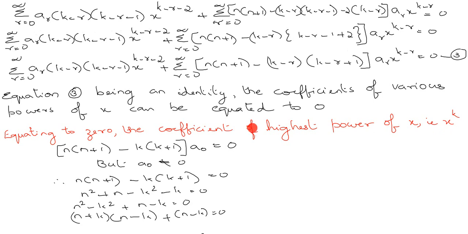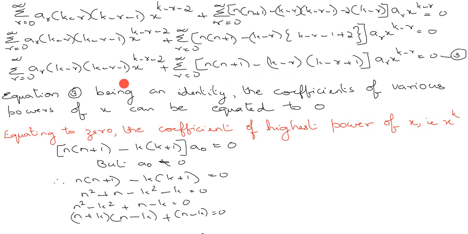Please take care of that. Here we are equating the coefficient of the highest power of x. The highest power of x is x raised to k. So from this equation, the coefficient of the highest power of x, that is x raised to k, is obtained by putting r is equal to 0 in the second term of equation number 3.